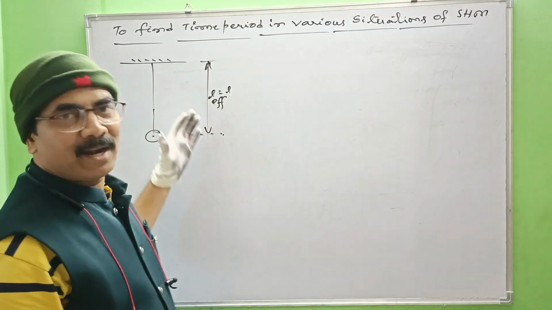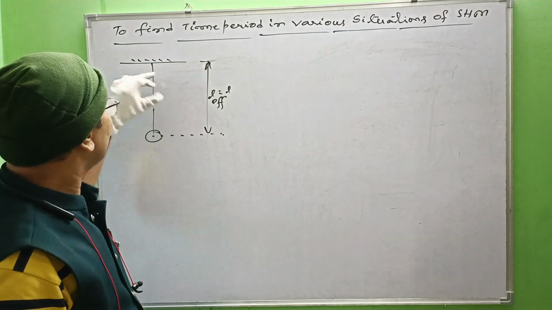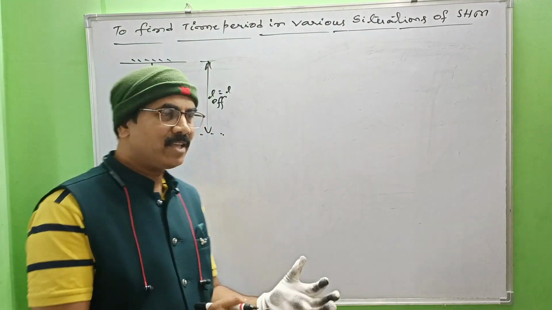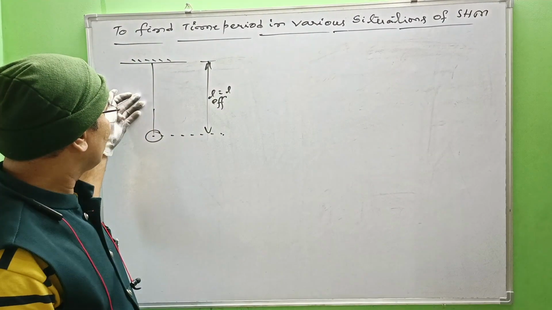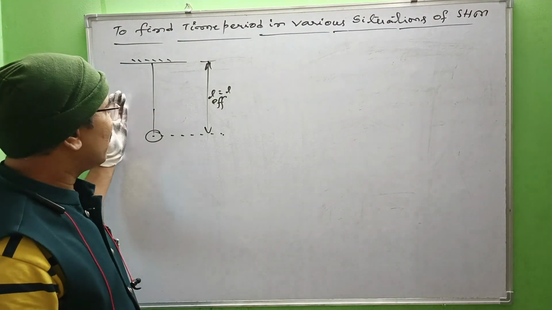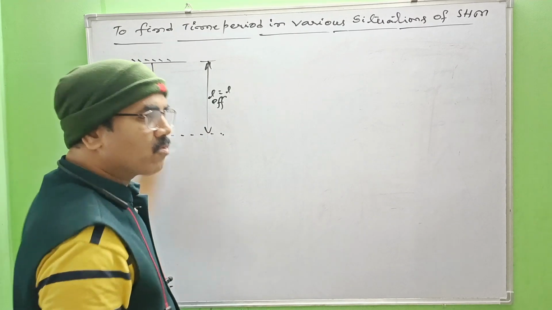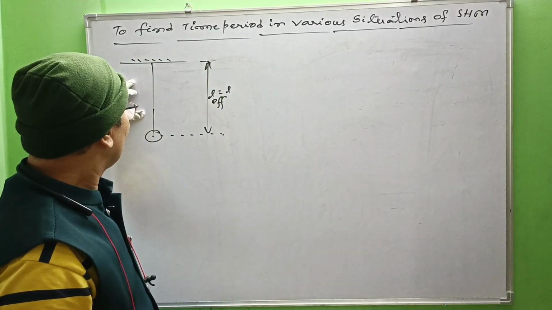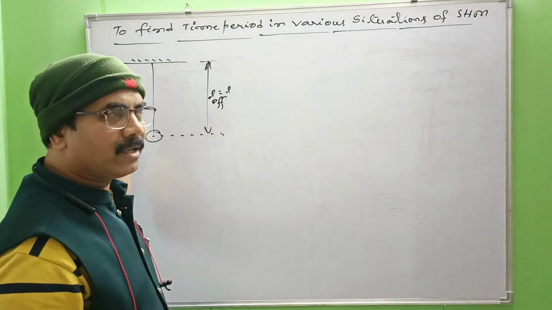Length of the simple pendulum. See, this is an inextensible light string. Inextensible means its length remains the same, whether it is at rest or in motion. So there is no change in the length of that string when it is either at rest or in motion.